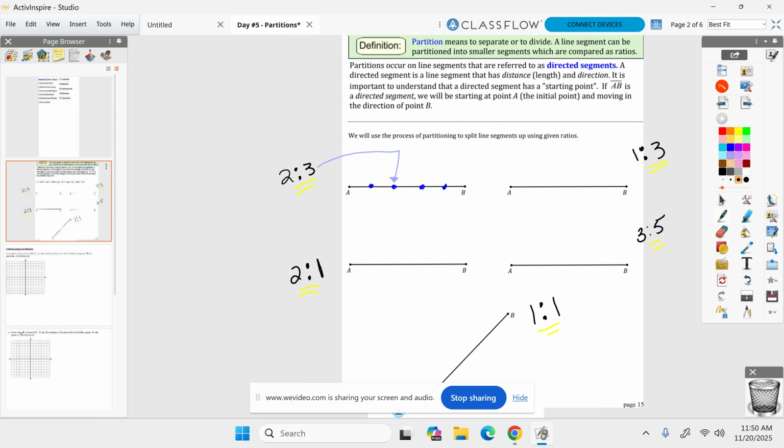Next one, write a ratio of 1 to 3 next to it for me, please. 1 to 3. Where would the point be located? So you have 1 segment to the left, 3 congruent segments to the right. Before you find that point, how many equal parts do I need to break it up into then? 4 equal parts. Go ahead, break it up into 4 equal parts.